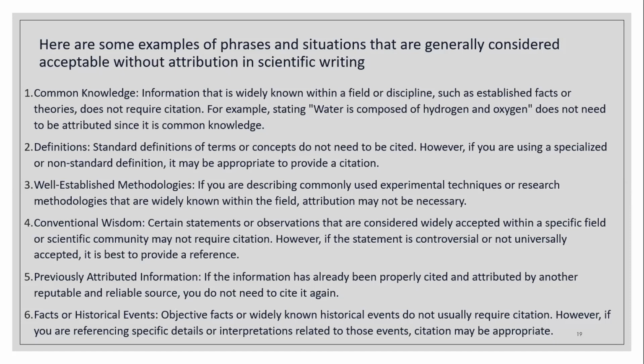Also, previously cited information. If the information has already been properly cited by another reliable source, you do not need any reference. They already cited it before, and maybe you can put more references for that sentence, then no need to paraphrase it. And also some facts or historical events, like objective facts or widely known historical events, don't usually require citation. However, if you put references, it's better for you to avoid plagiarism.